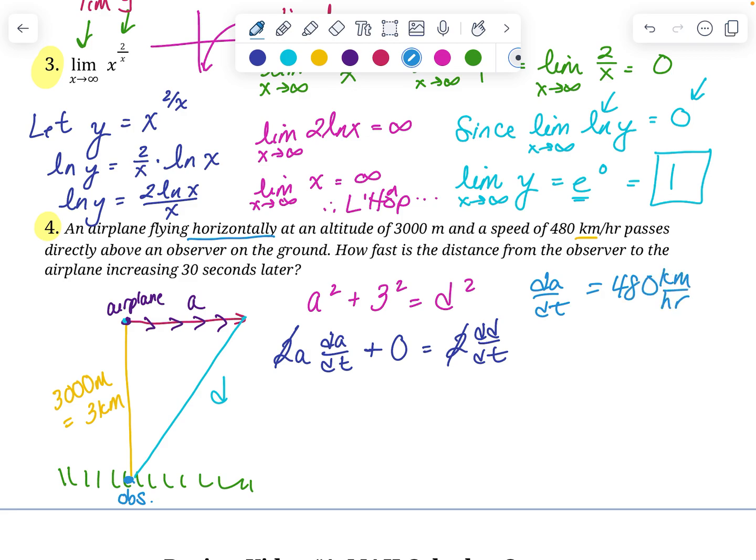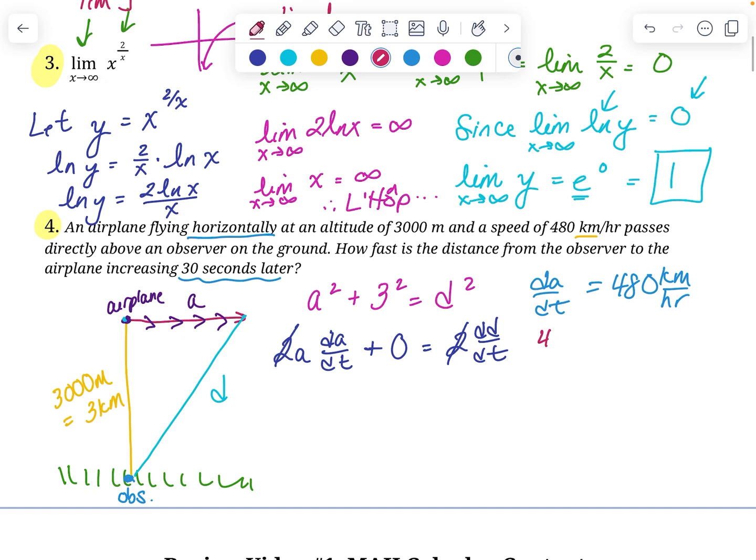Okay, and then it mentioned something about 60 or 30 seconds later. So we would need to do a little bit of, believe it or not, factor labeling here, and say if we have 480 kilometers an hour, has 60 seconds, and there's 1 minute.